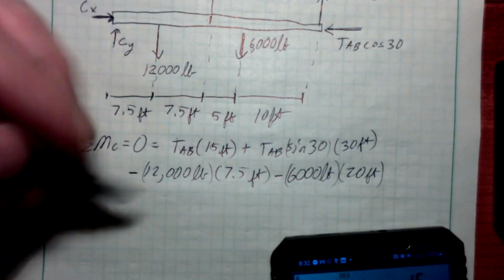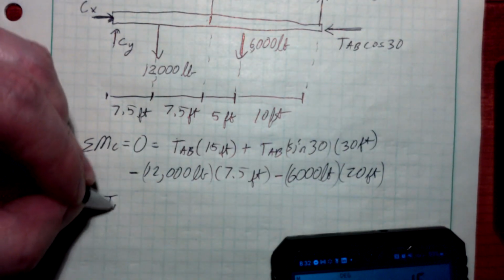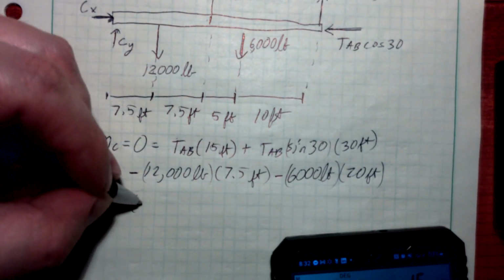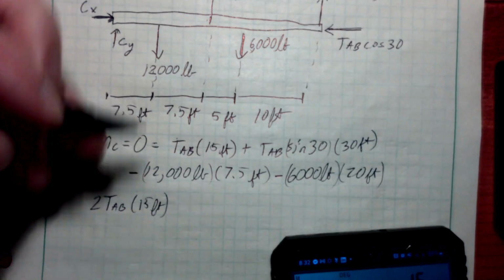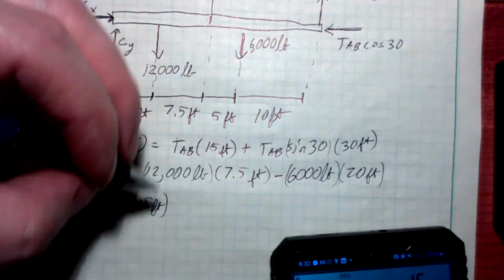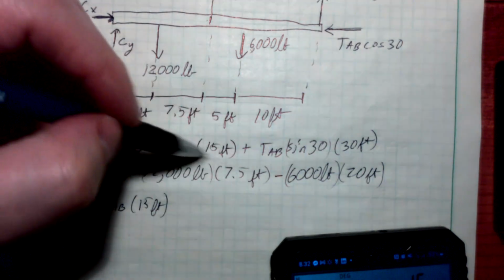Let's write it out here. Skip as much of the algebra as you're comfortable with. 2 T_AB times 15 feet. Again, I'm saying that sine 30 times 30 feet is 15 feet. So 2 of those, 1, 2.